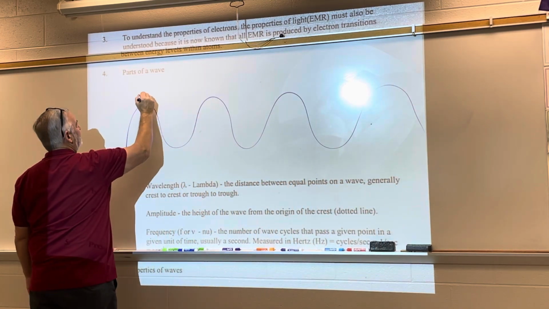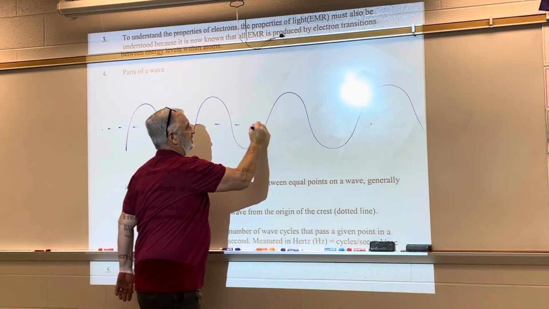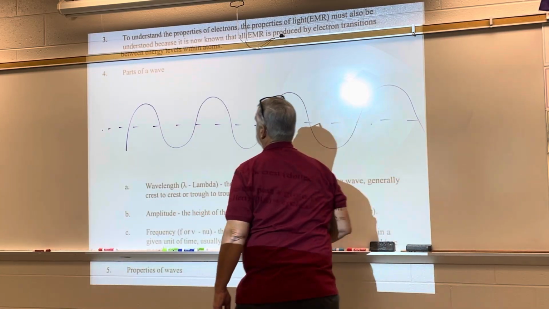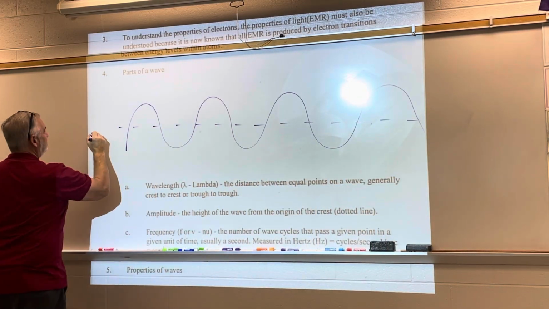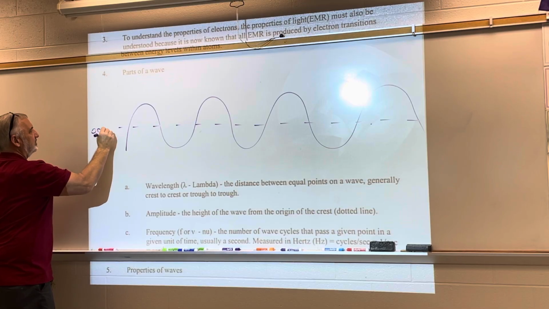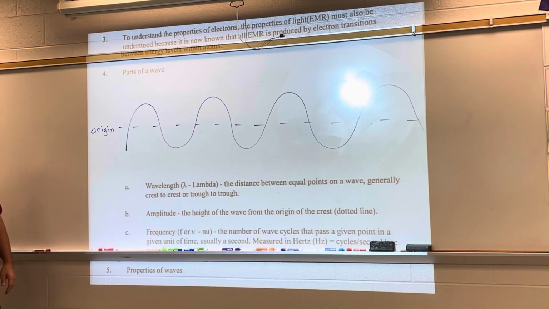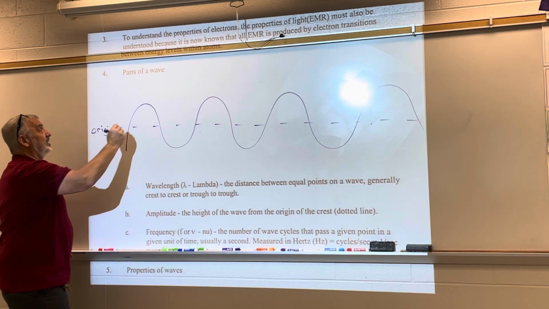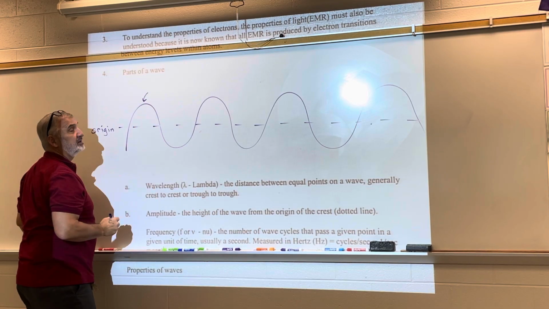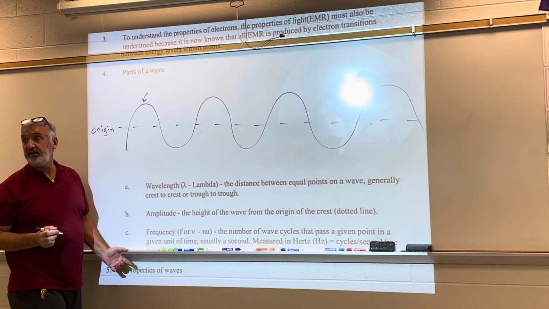first off, what do we call it? Well, this right here. Okay? This is called the origin. So if I was just doing a spring, if I stop putting energy in, this is where it's going to come to rest. So what do we call each of these peaks in a wave?